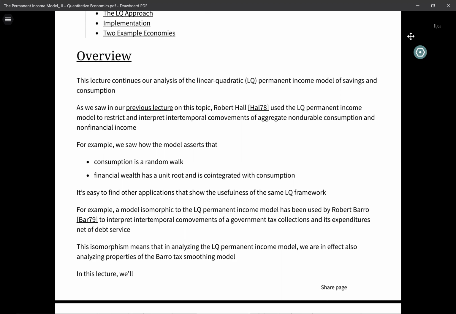Okay, so what we're going to do is this isomorphism, that means has the same structure. We're going to show an isomorphism where we can convert Hall's model into a model of Robert Barro, and that's a tax smoothing model. And that, by the way, is a formalization of Barro's 1979 paper, and it's a model that Lucas and Stokey had in mind when they created their model, their 1983 model.